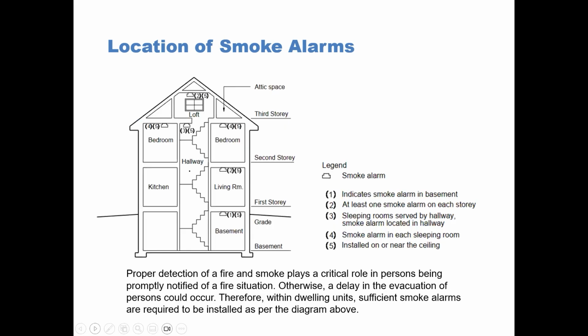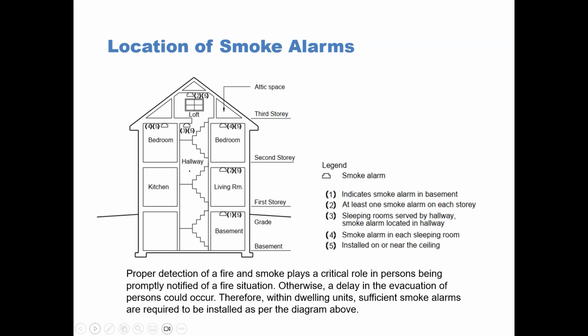You can see in this diagram, in the legend, that those are the smoke alarms. Number one indicates smoke alarm in the basement. Number two, at least one smoke alarm on each story. Number three, in every sleeping room served by a hallway, smoke alarms located in the hallway. Number four, smoke alarms in each sleeping room. And finally, number five, they all have to be installed on or near the ceiling.